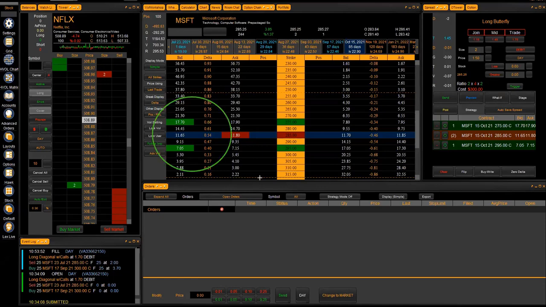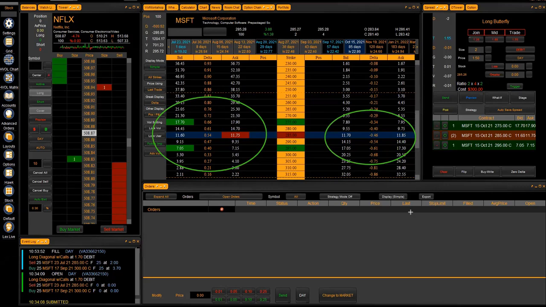We have a long butterfly here. What happens if we put on the opposite on the put side, or a short butterfly? Okay, so let's think about that a second. And this is why these relationships are important. So a short butterfly is going to look something like this.